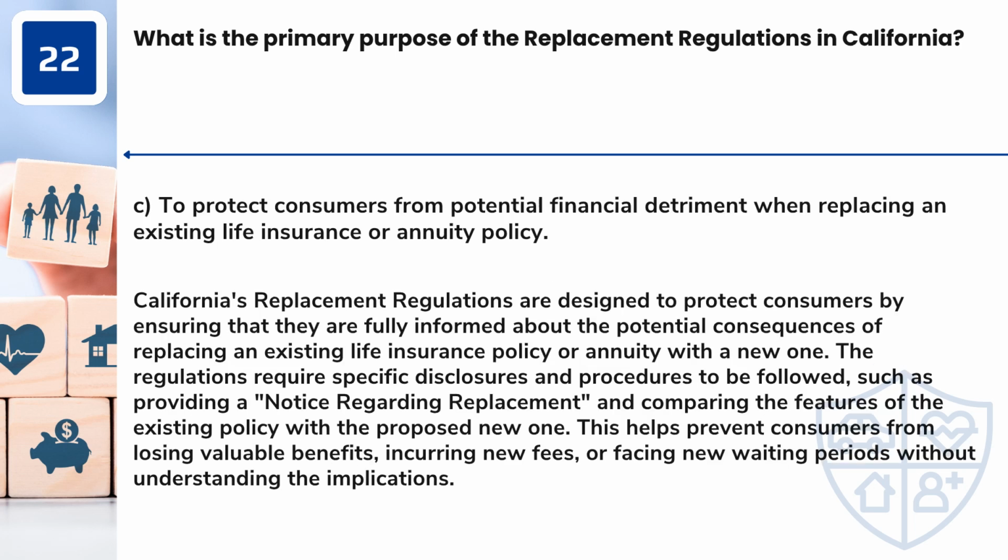Answer: C. To protect consumers from potential financial detriment when replacing an existing life insurance or annuity policy. California's replacement regulations are designed to protect consumers by ensuring that they are fully informed about the potential consequences of replacing an existing life insurance policy or annuity with a new one. The regulations require specific disclosures and procedures to be followed, such as providing a notice regarding replacement and comparing the features of the existing policy with the proposed new one. This helps prevent consumers from losing valuable benefits, incurring new fees, or facing new waiting periods without understanding the implications.